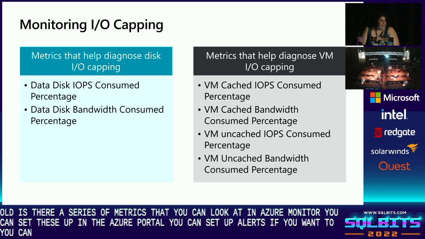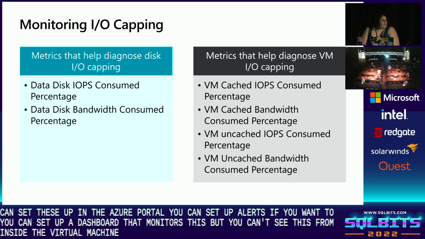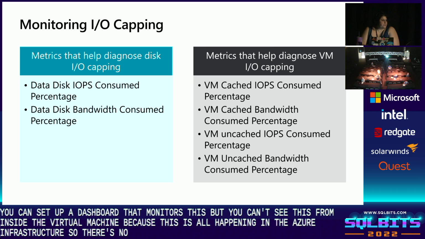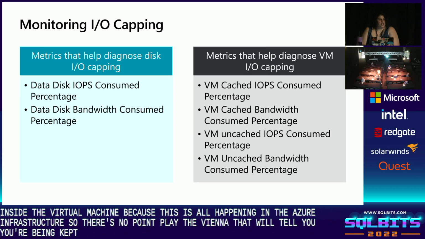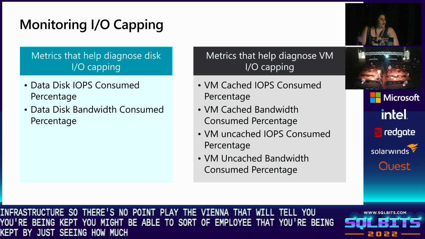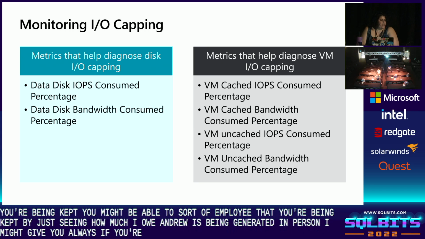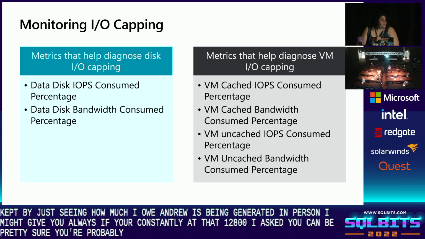You can set up a dashboard that monitors this, but you can't see this from inside the virtual machine because this is all happening in the Azure infrastructure. So there's no performance monitor counter that you can look at from inside the VM that will tell you you're being capped. You might be able to imply that you're being capped by just seeing how much I/O and throughput is being generated in perfmon. Like if you're constantly at that 12,800 IOPS, you can be pretty sure you're probably being throttled, but you won't know for sure. To know for sure, you need to look at these metrics.